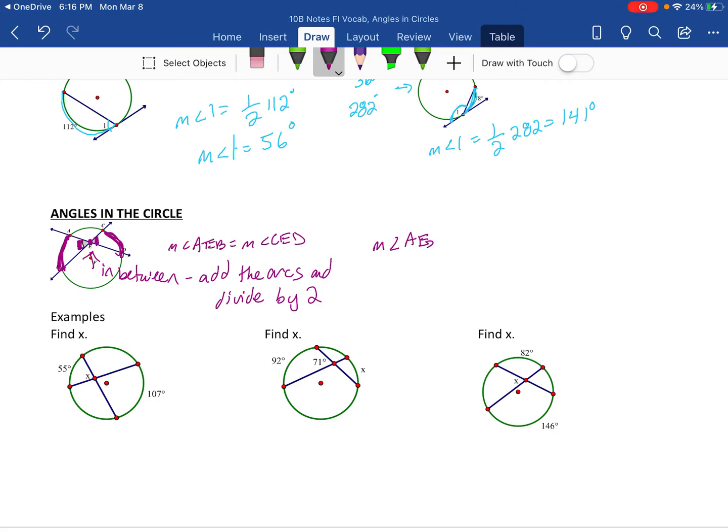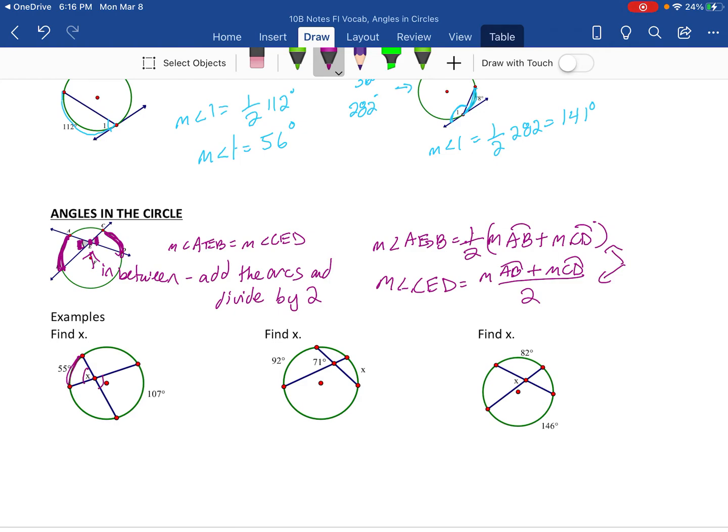And so here's my formula. The measure of angle AEB is equal to 1/2 the measure of arc AB plus the measure of arc CD, or I could say the measure of angle CED is equal to the measure of arc AB plus the measure of arc CD divided by 2. Either way, these are the same formulas to get that angle. So if it's on the inside, it's going to be the average of the intercepted arcs. They're going to be the inside of each of those.